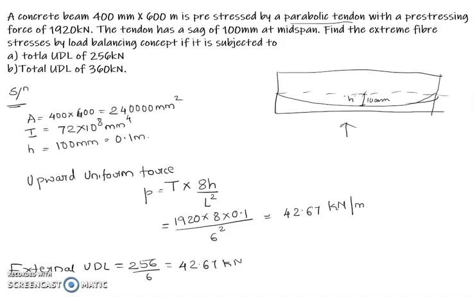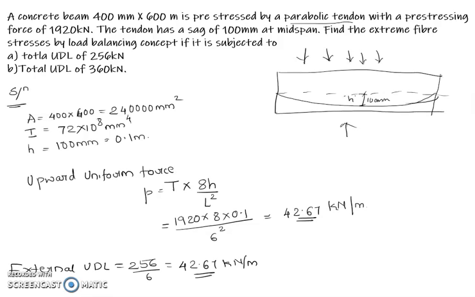This also is equal to 42.67 kilonewton per meter. Now the upward force due to the tendon, due to the sag that is provided and due to this pre-stressing force, is equal to the external UDL. So here the load is getting balanced in both directions. This is the upward force, and this is the UDL which will be acting downwards. Both these loads are already balanced, so with 256 it is a balanced beam. We need not solve anything further because we know that the load is balanced.